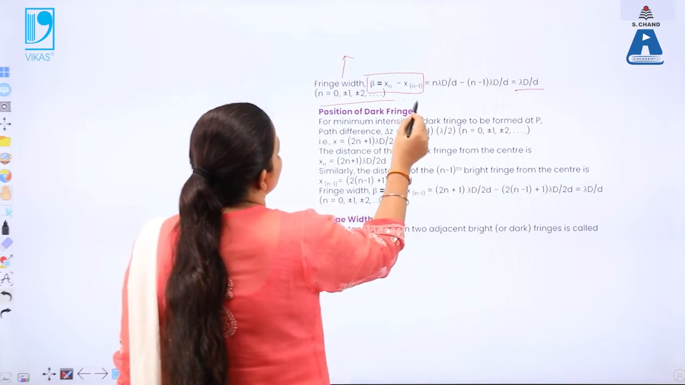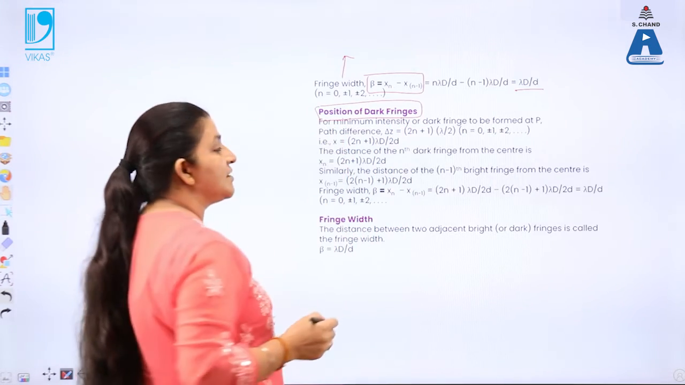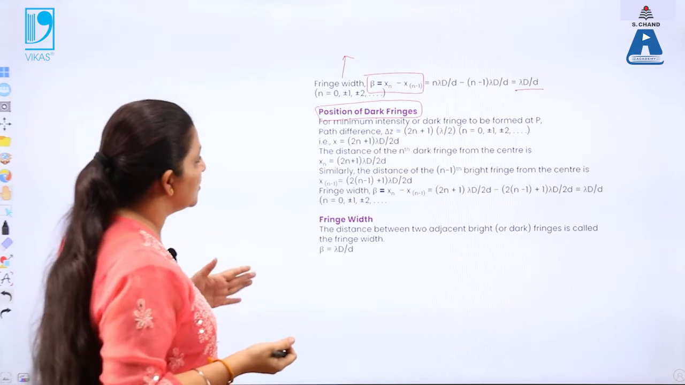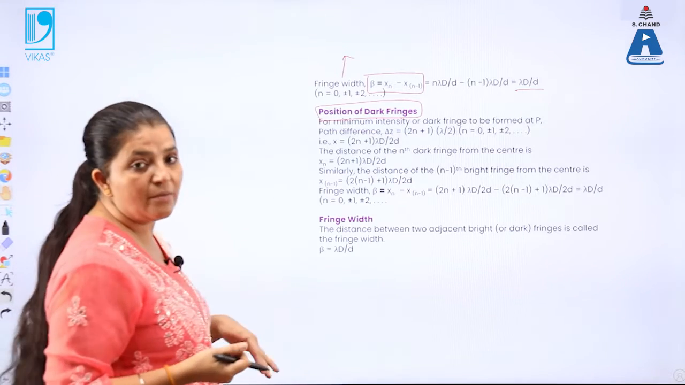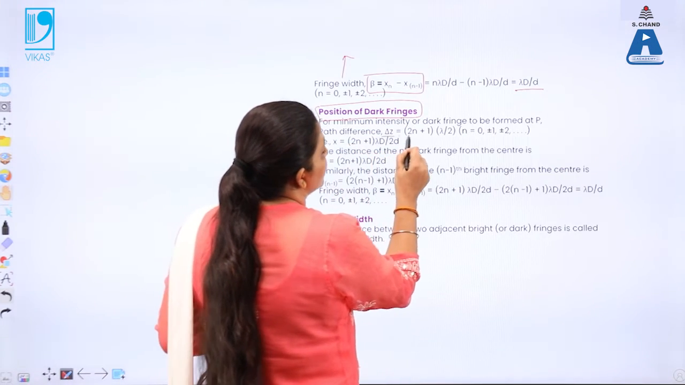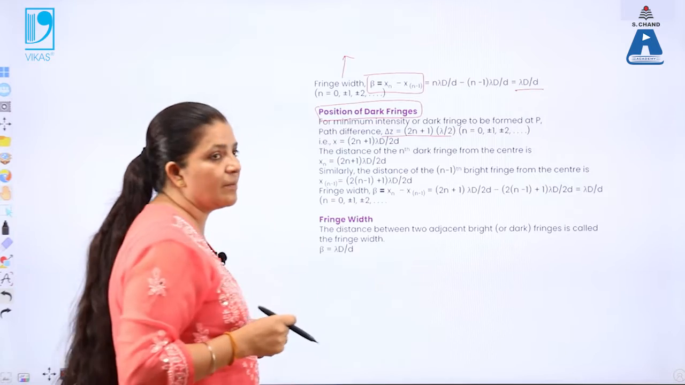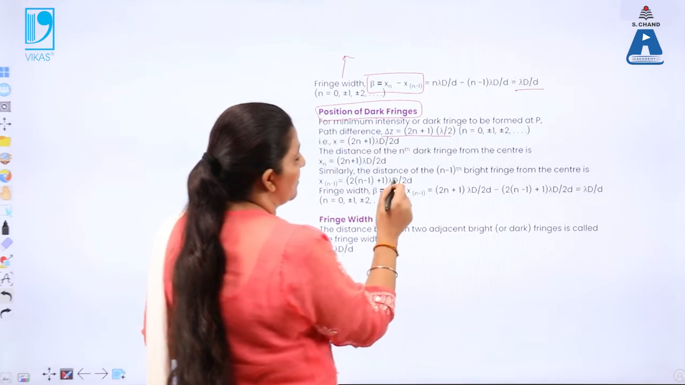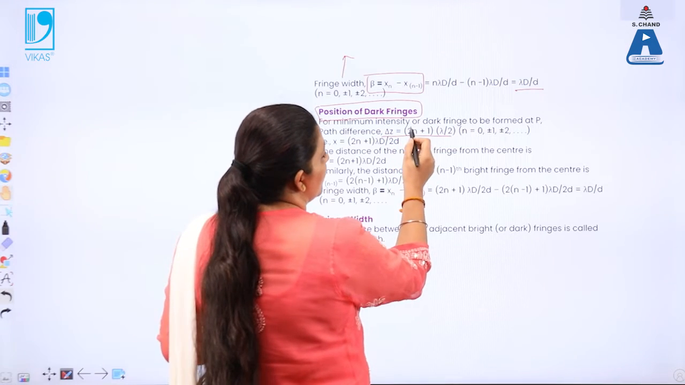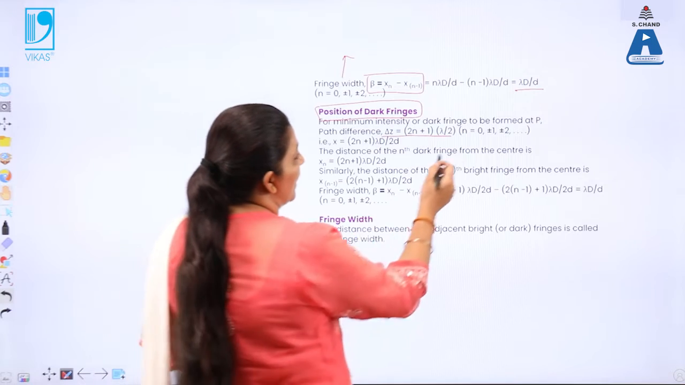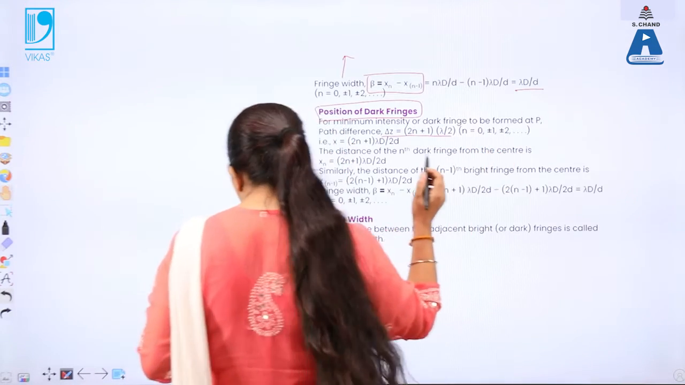Next is the position of dark fringes, that is, where the dark fringes or minimas are formed. We know that the condition for dark fringes, or minimum intensity, is that the path difference between the two rays equals an odd multiple of lambda by 2. Now 2n is an even number, so 2n plus 1 gives the odd multiple of lambda by 2 over here. Again n varies from 0, 1, 2, 3 and so on.